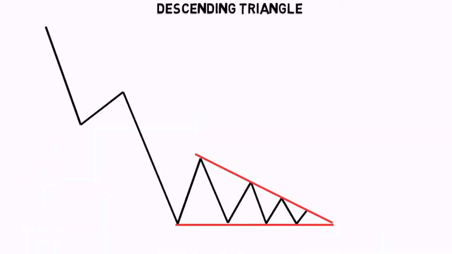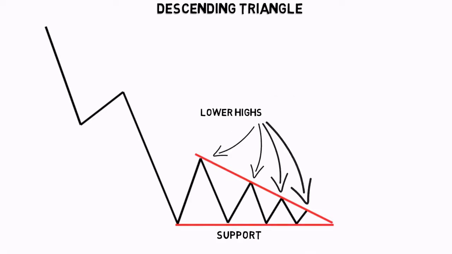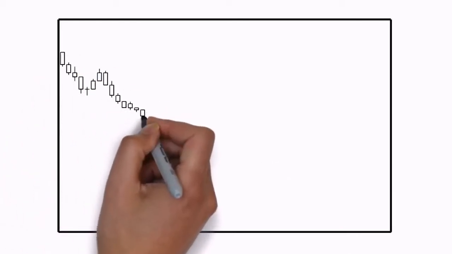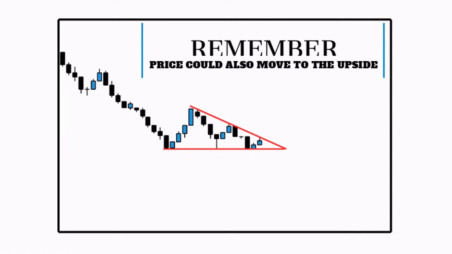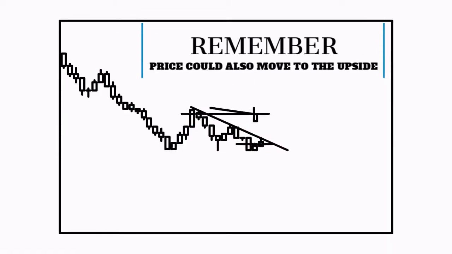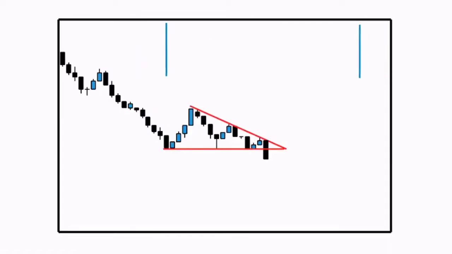Descending triangle is an opposite pattern. It generally forms during a downtrend when there is a set support level, but the price is still making lower highs. In the chart you can see that price is unable to break the support level, but as the downside pressure persists, it finally breaks to the downside. The price target is the height of the triangle measured down from the support level.